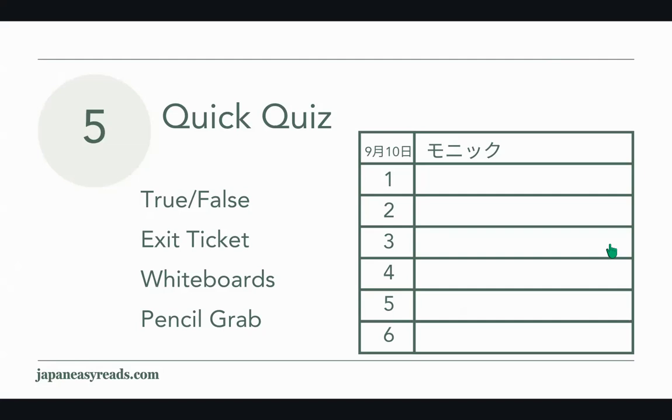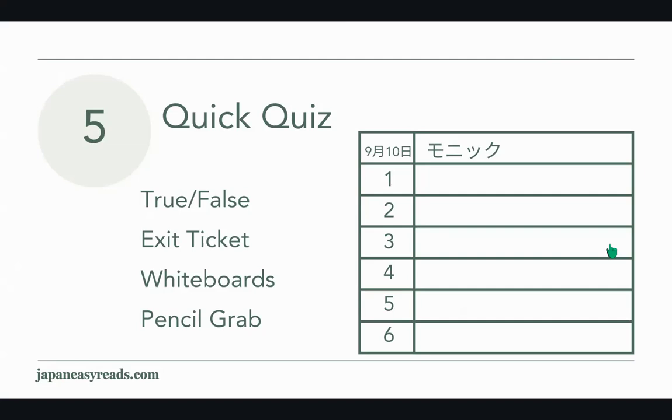Pencil grab is another great little mini assessment that I talked about last week as well. Two students pair up with a marker or a pencil between them, and again they listen to the teacher give a statement. If the statement is correct, they grab the marker. If the statement is not correct, they can't touch the marker. If someone does touch the marker and it's not correct, their partner gets a point.